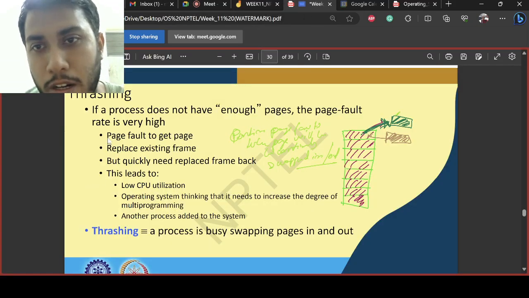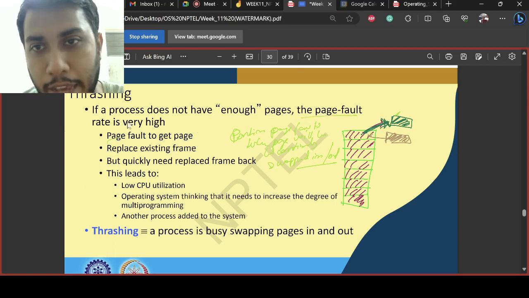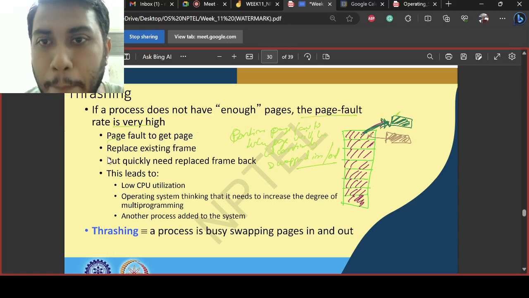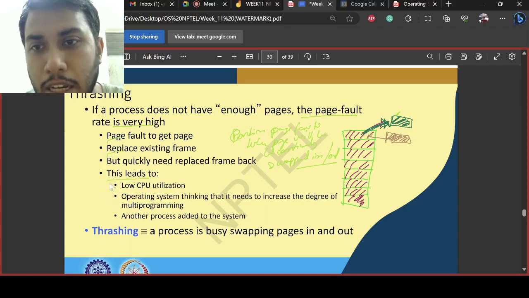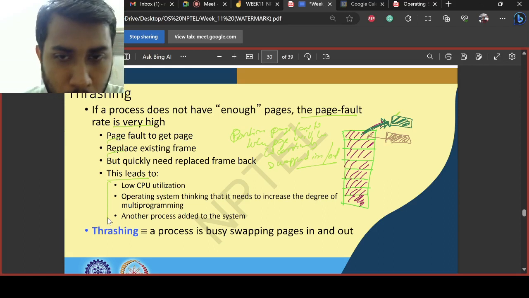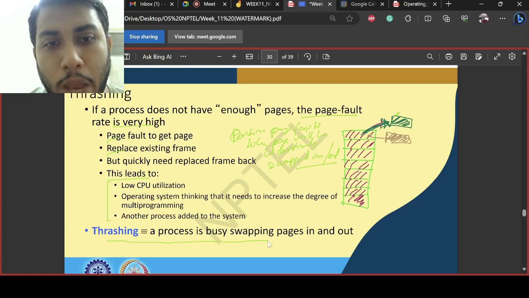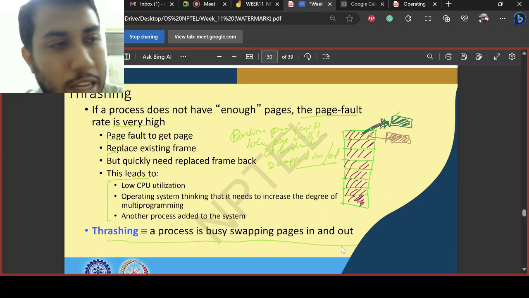So the page fault rate is high, and existing frames are replaced. The problem with thrashing is that it leads to low CPU utilization. The operating system thinks that it needs to increase the degree of multiprogramming, so another process is added to the system. Thrashing: a process is busy swapping pages in and out, so that is basically your thrashing.